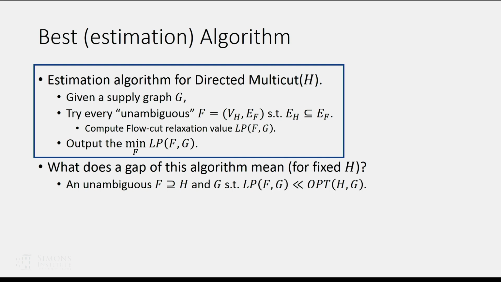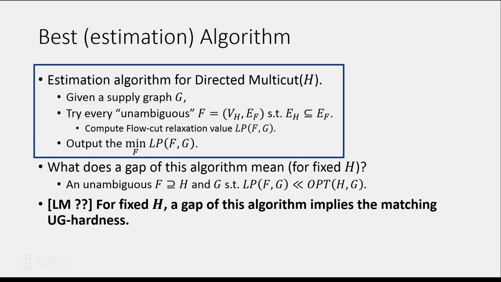Again, it looks kind of bizarre because we are comparing apples and oranges. But at least I showed that there is some F whose LP value is less than opt. So I'm not asking you to do the impossible. I'm asking you to present a stronger gap instance. The theorem says that for every fixed H, a gap of this algorithm implies matching unique games hardness. The proof is essentially the same, and I just resolve this issue of the bypassing.